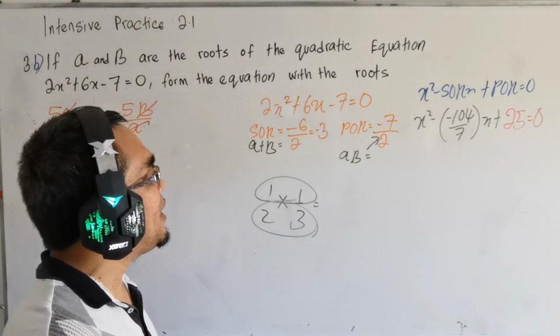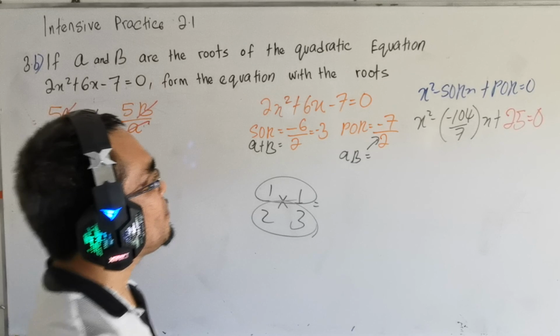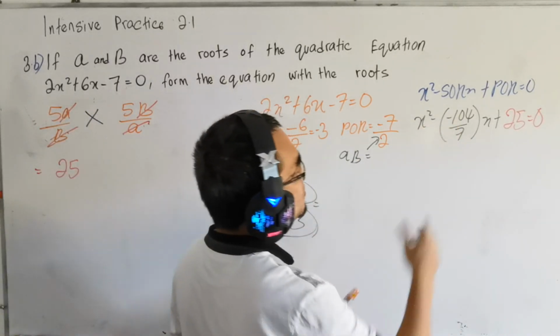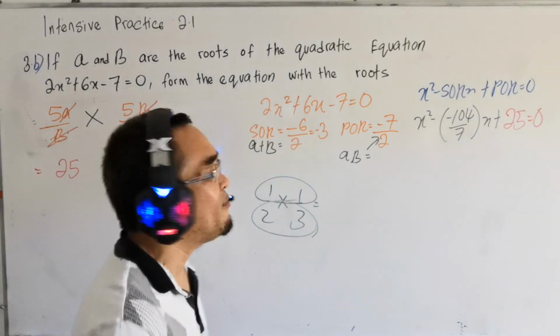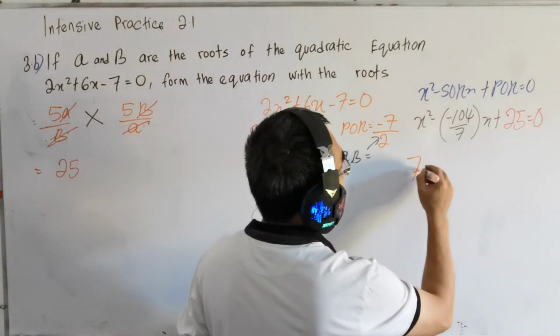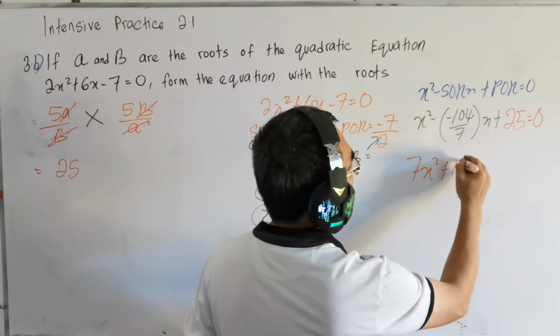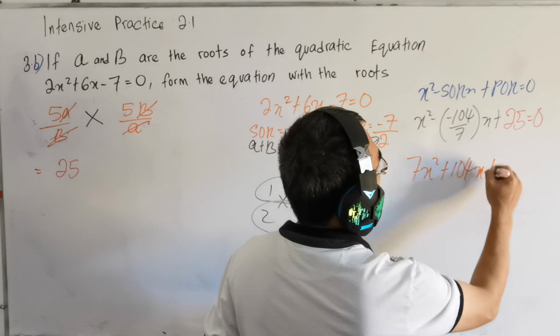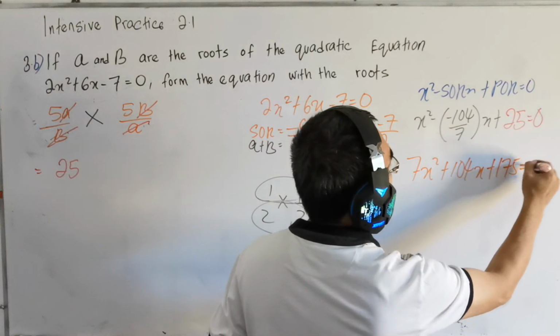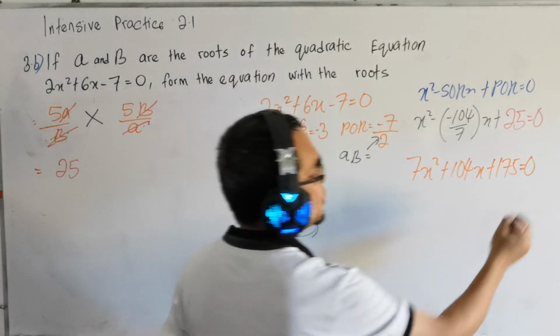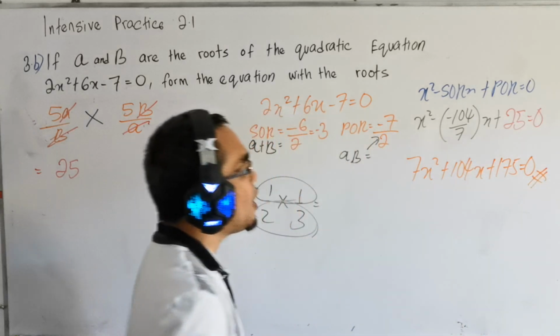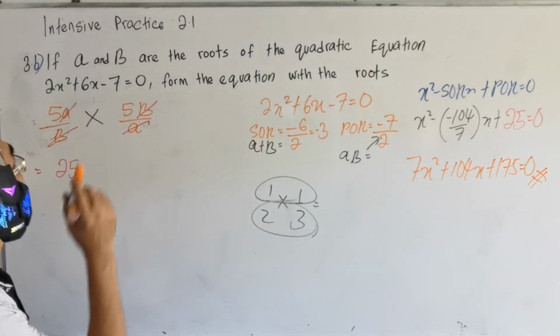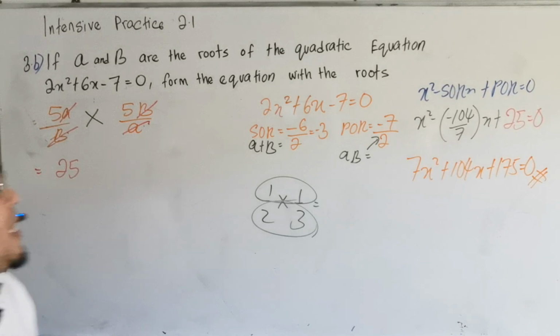Because we have to eliminate the fraction and then simplify the symbol. We multiply everything with 7. So we have 7x squared plus 104x plus 175 equals 0. So that is the answer to our question. So intensive practice 2.1, number 3, B.